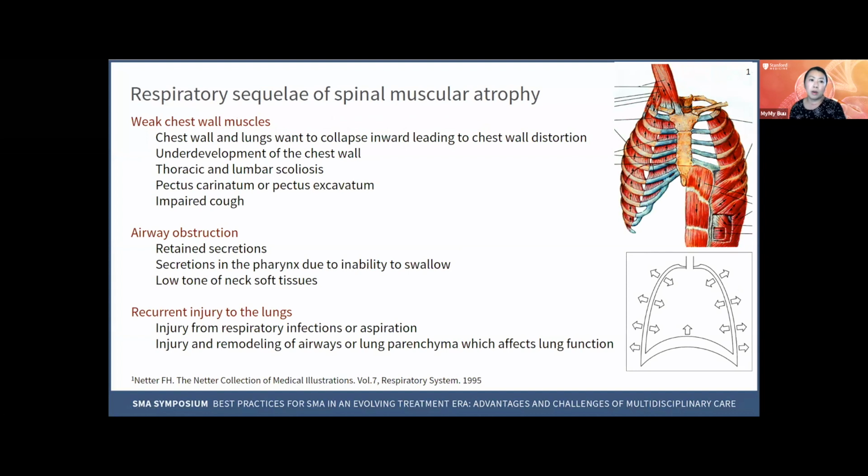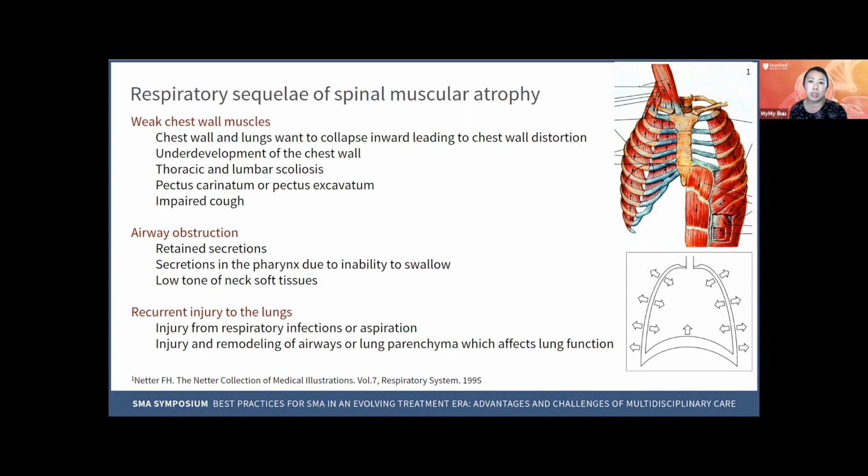I'll first cover the respiratory sequelae in patients with spinal muscular atrophy. The chest wall is surrounded by muscle, and in patients with SMA, the muscle is weak. The normal respiratory muscles are the intercostal muscles here, and then the diaphragm, which is not pictured, underneath the chest wall. These are the main muscles of inspiration. Because these muscles are weak, this affects a patient's ability to breathe.